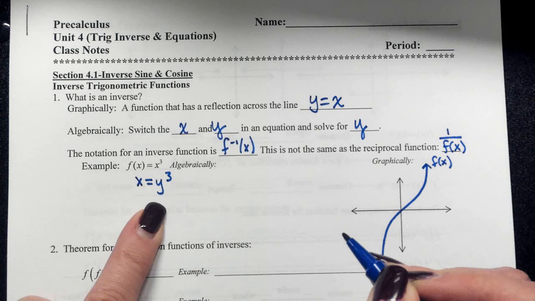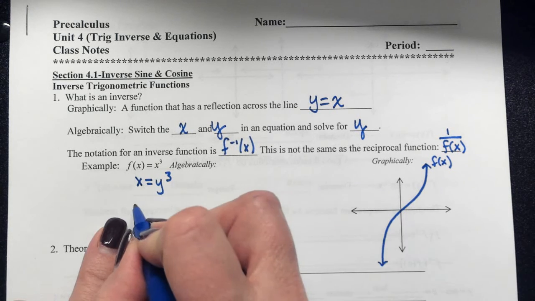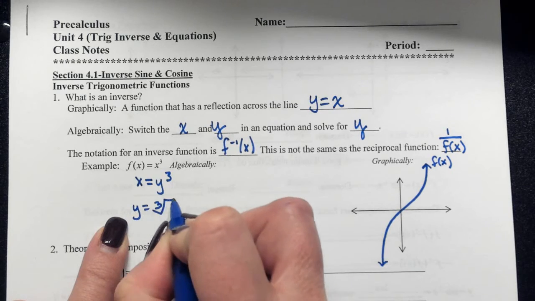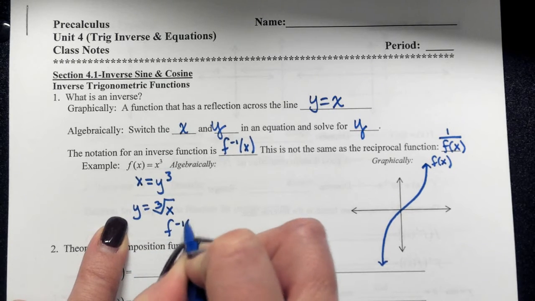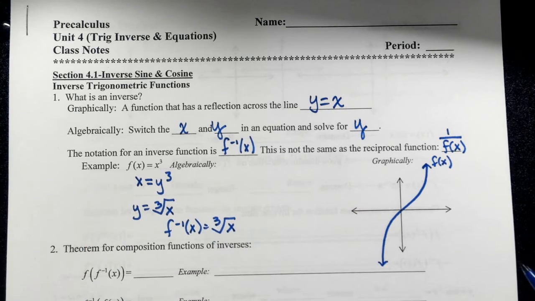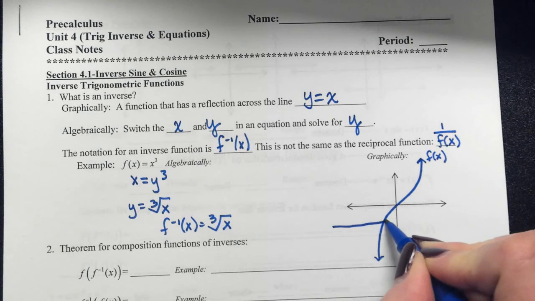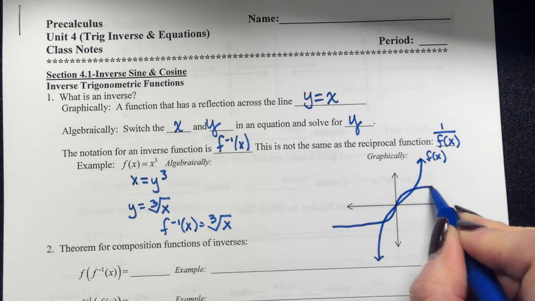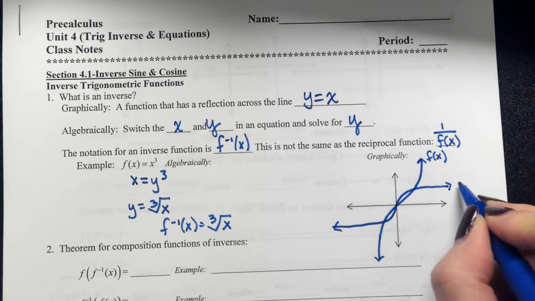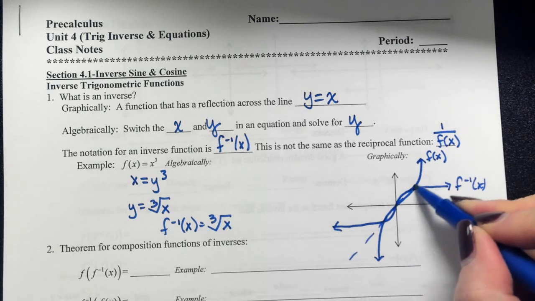So then how would I solve this for y? What would I do to both sides? I would take the what? Cube root. So then y is equal to the cube root of x. So the inverse then for x to the third is the cube root of x function. So that's what the inverse for x to the third is going to be. So if you were to sketch x to the third, it looks something like this. And again, there's that line of reflection, y equals x.